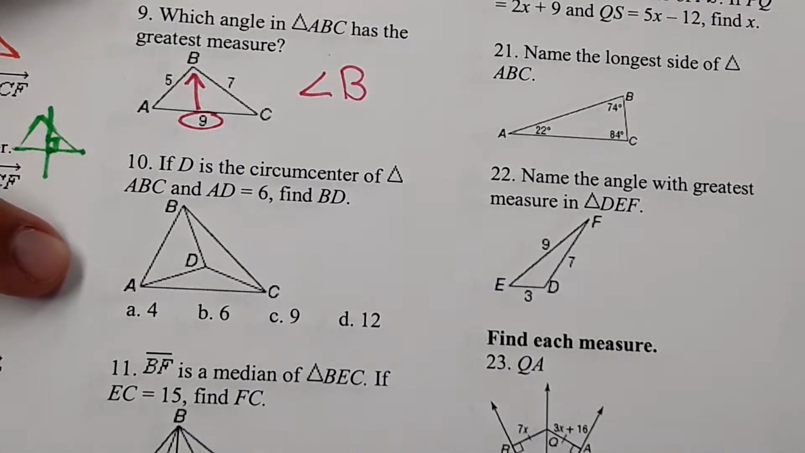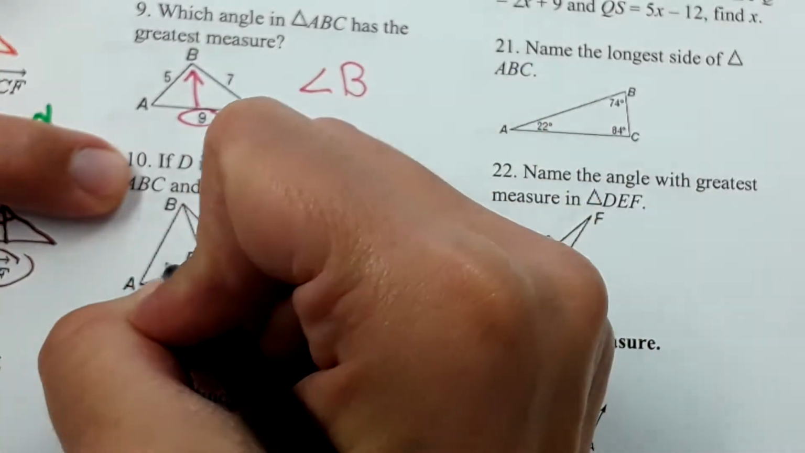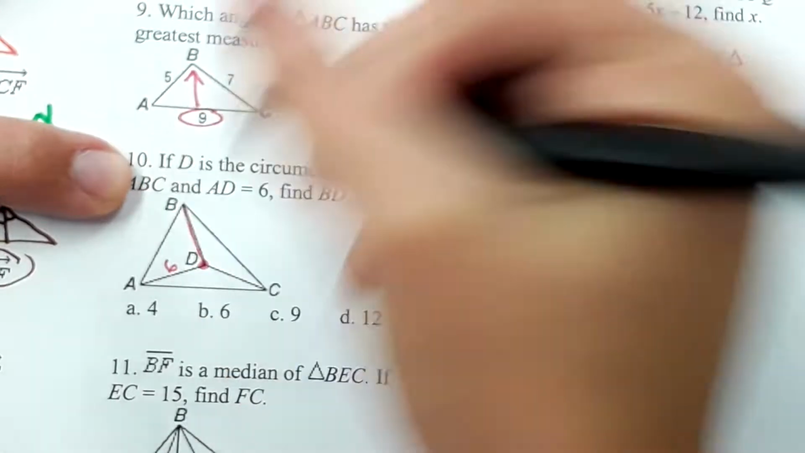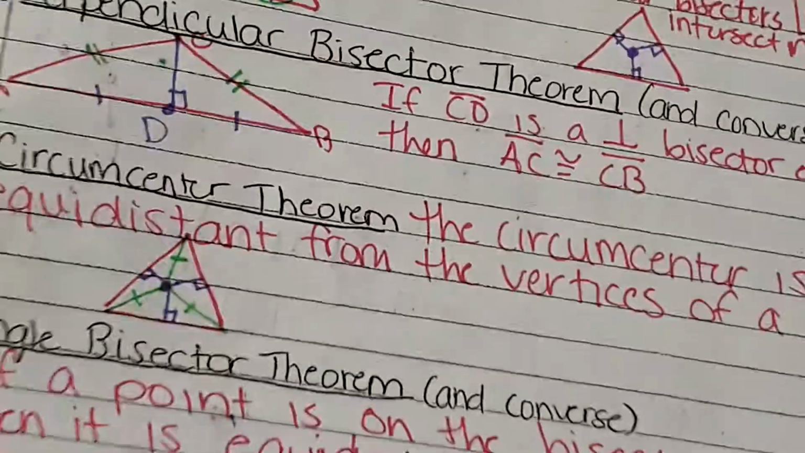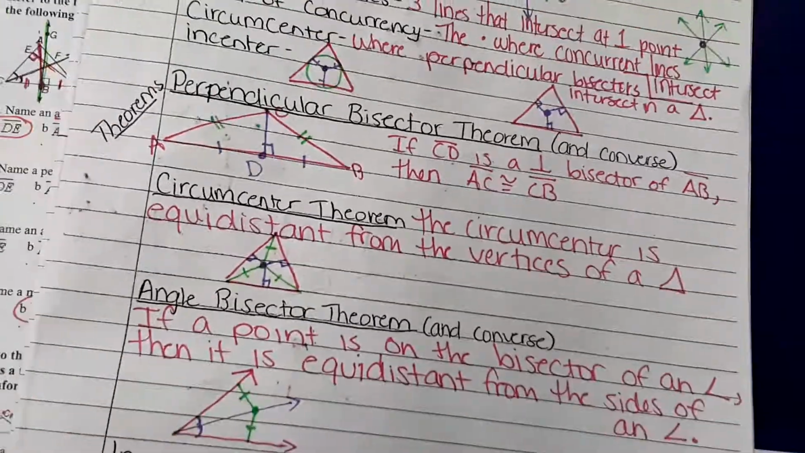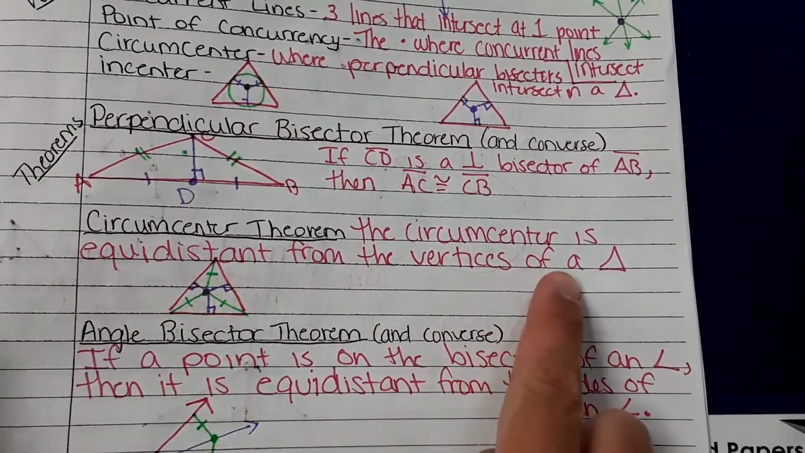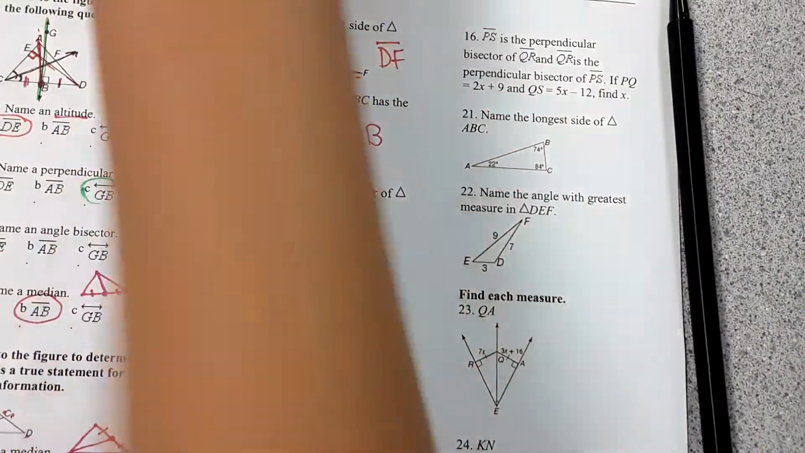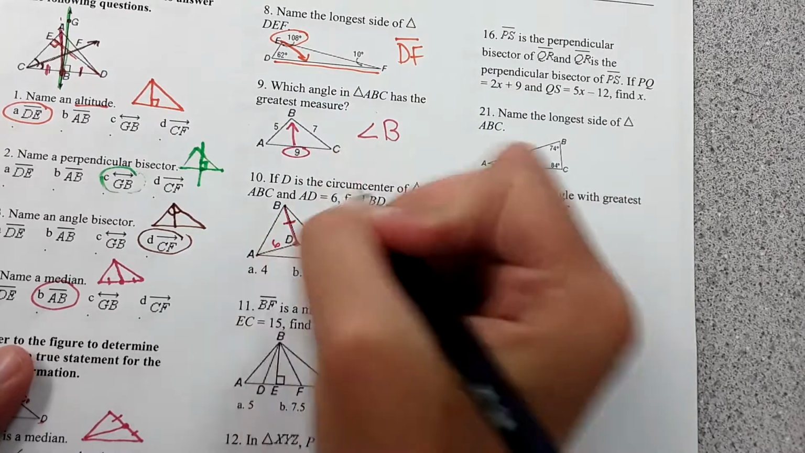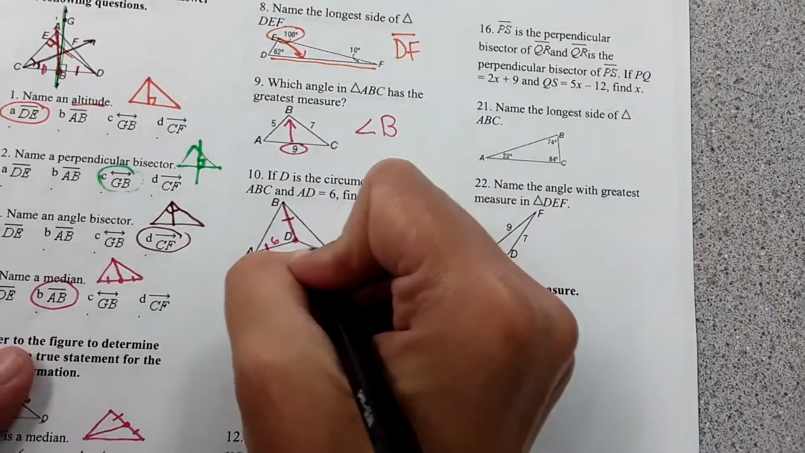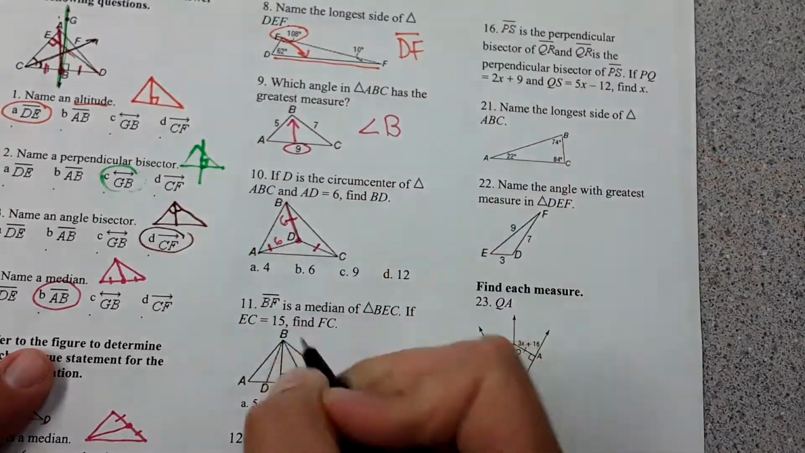Number 10. If D is the circumcenter of the triangle and AD equals 6, find BD. Well, in your notes, it says the circumcenter is equidistant from the vertices of a triangle. So if that's the circumcenter, then the distance to the corners is the same length. So this is the same length as this one and the same length as this line. So if this is 6, then BD is also 6.